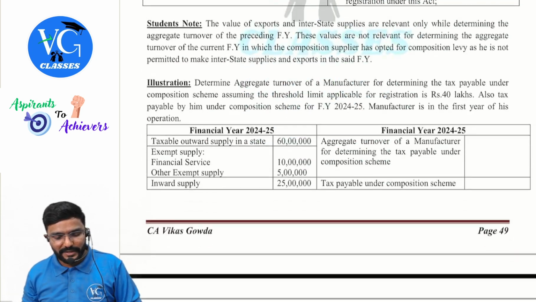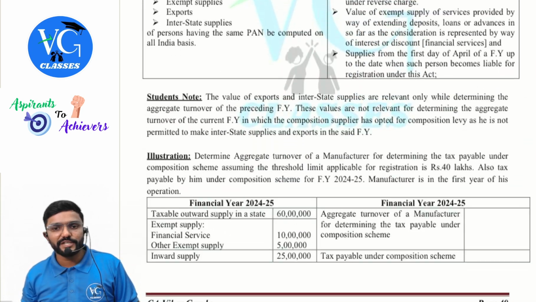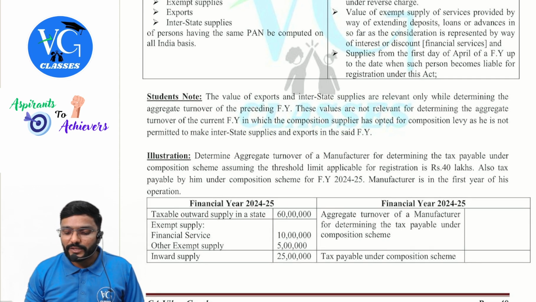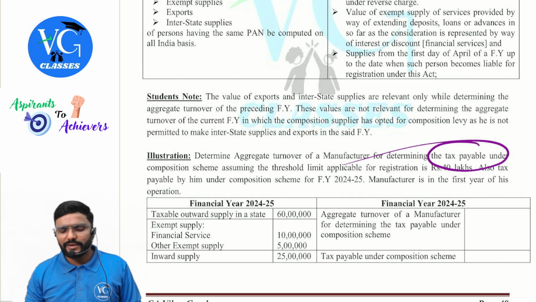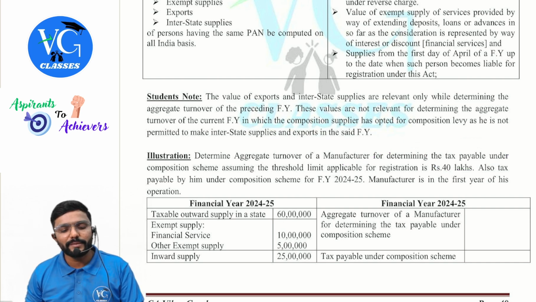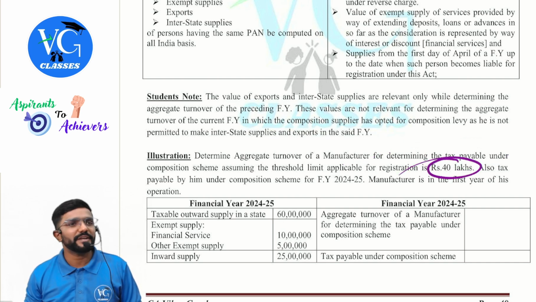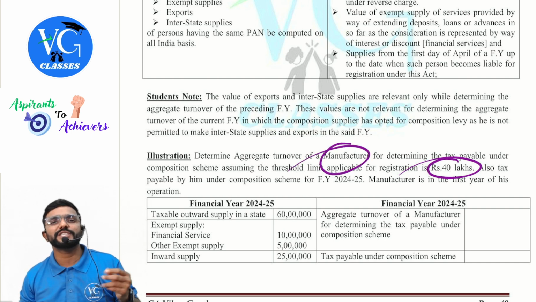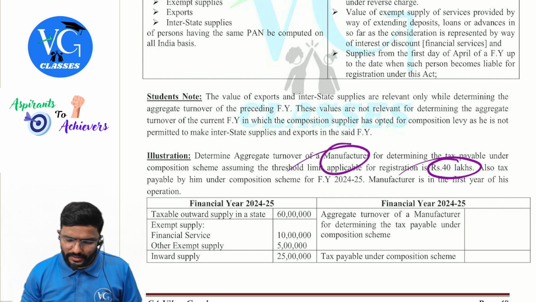Now coming to explanation 2. As per explanation 2, I have one illustration. We are checking the turnover for the purpose of tax payable, guys. And I have given in the illustration that the limit applicable for him for registration is 40. This guy is a manufacturer. For him, what is the limit applicable for registration? 40 lakh.